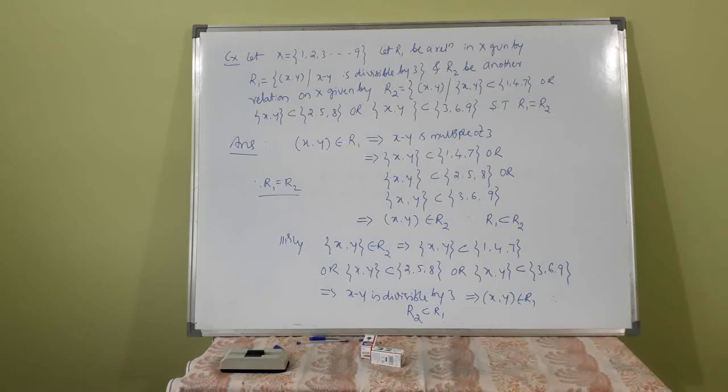When do you say two sets are equal? Two sets are said to be equal when A is a subset of B and B is a subset of A. Isn't it? R1 is a subset of R2 and R2 is a subset of R1 implies R1 is equal to R2.